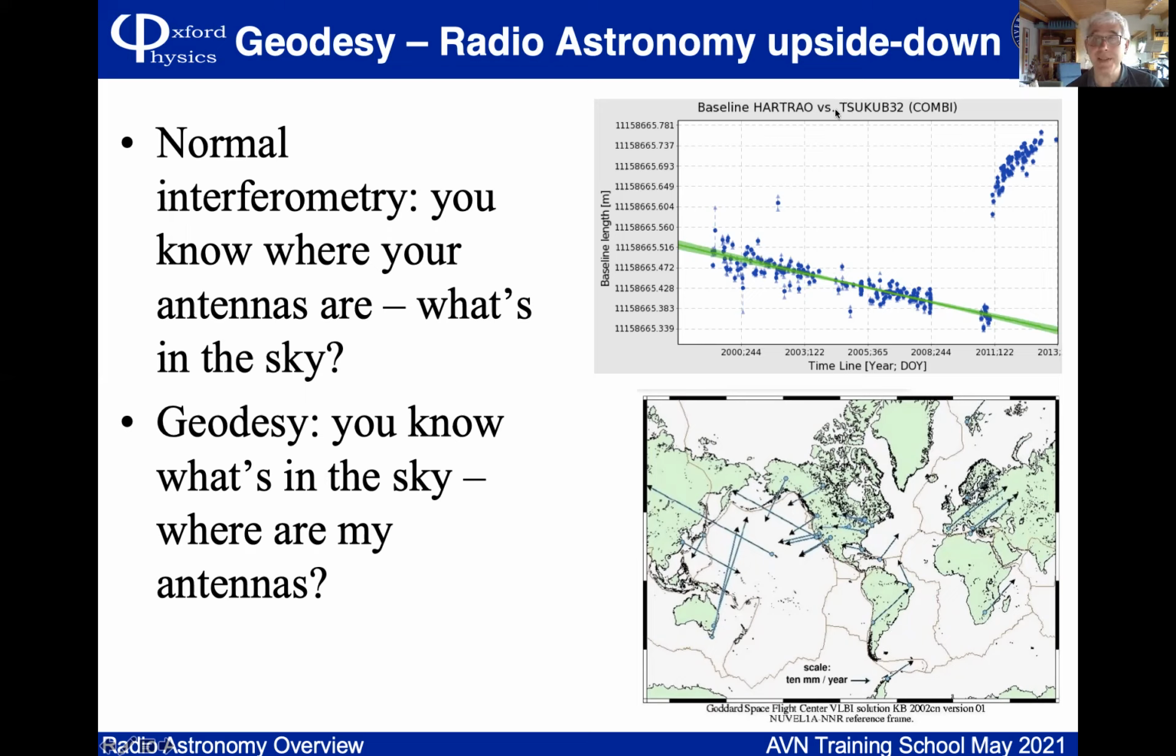So this is the distance between an antenna in South Africa and in Asia. And here, you can see the slow continental drift going on. And this is the March 2011 earthquake, which caused the tsunami in Japan. And you can see that earthquake was a sudden jump of several meters in that baseline.